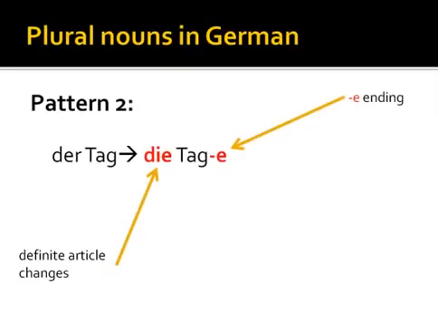Now, the second pattern is a fairly frequent one. We have a noun, der Tag, the day, and to change that to plural, we simply add an E. And the definite article changes from the masculine singular to the plural, die. Der Tag, die Tage.